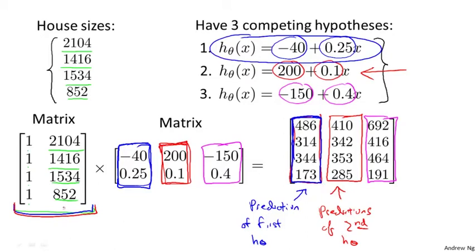But it turns out that by constructing these two matrices, you can very quickly apply all 3 hypotheses to all 4 house sizes to get all 12 predicted prices output by your 3 hypotheses on your 4 houses. So with just one matrix multiplication step, you manage to make 12 predictions. And even better, there are lots of good linear algebra libraries to do this multiplication step for you.